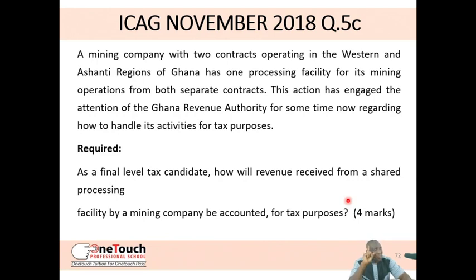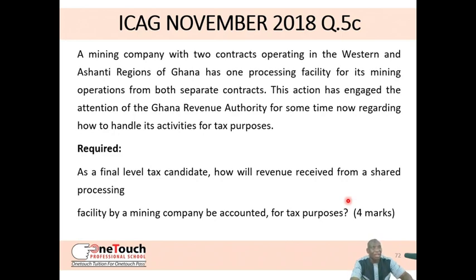One processing facility for its mining operations from both separate contracts. This action has engaged the attention of GRA for some time now regarding how to handle its activities for tax purposes. Required: as a final level tax candidate, how will revenue received from a shared processing facility by a mining company be accounted for tax purposes?